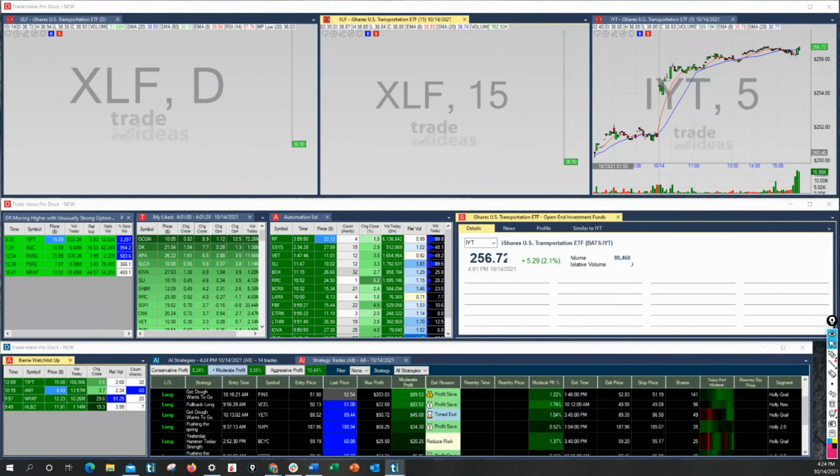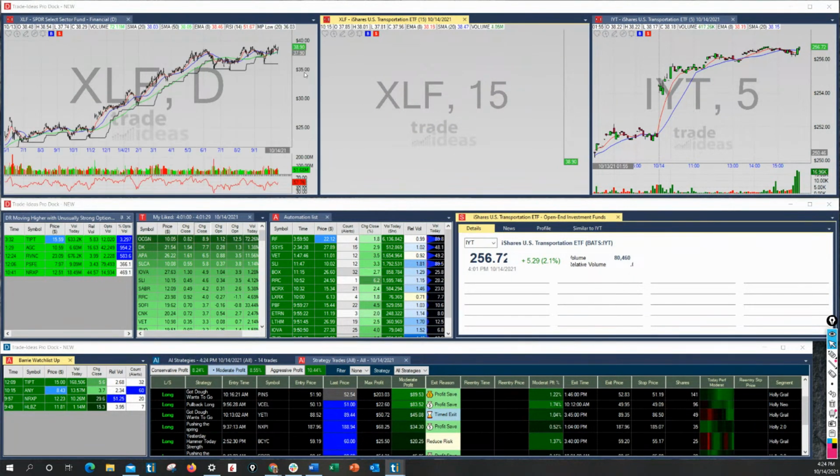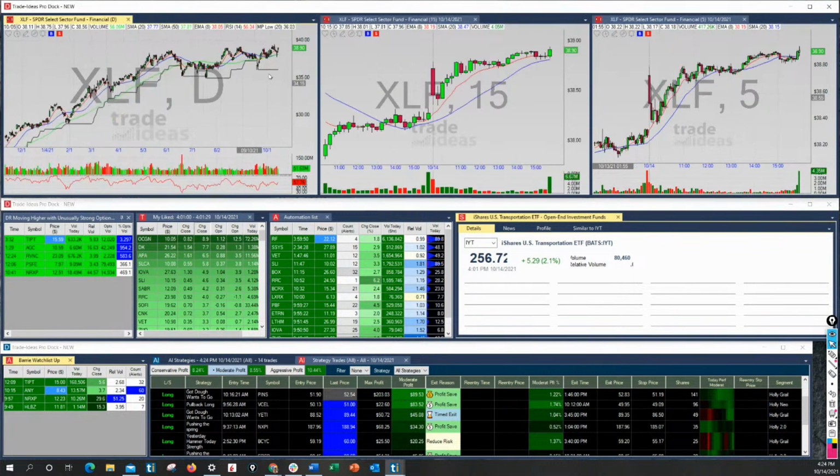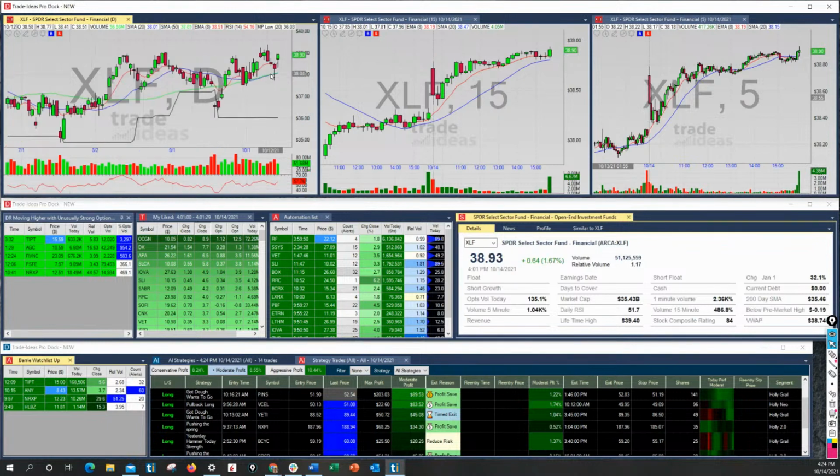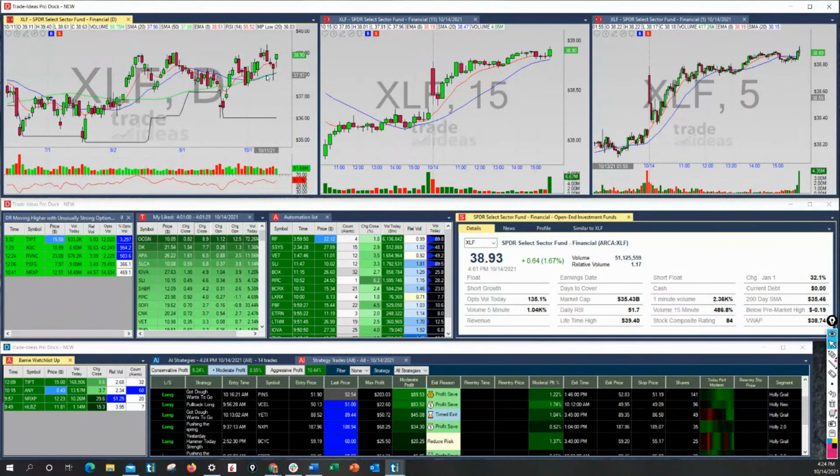The XLF did a top out on us now. Kind of a hard call here. What are we going to do with the XLF? We're bumping right up against all-time highs again. It looks strong to me.